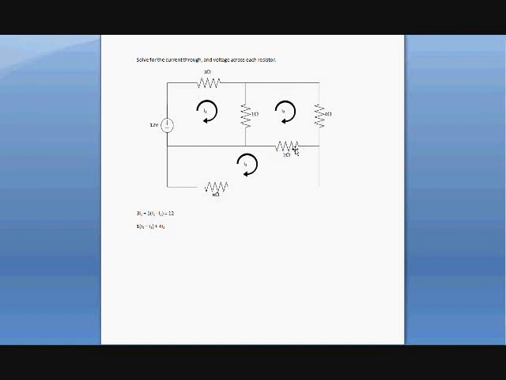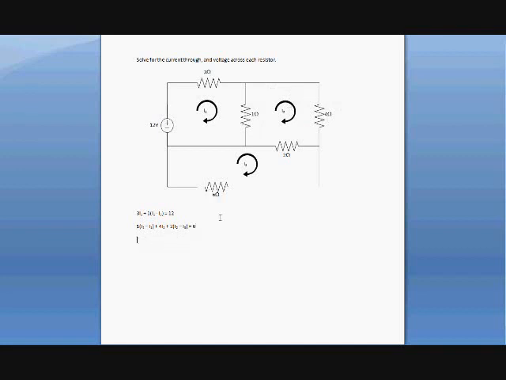And now this one's going to be a combination of I2 and I3. I2 is in the direction that the loop is going, I3 is against the direction. So that's going to be 2 for the resistor times I2 minus I3. And because there's no voltage supply in this loop, that's going to equal 0.